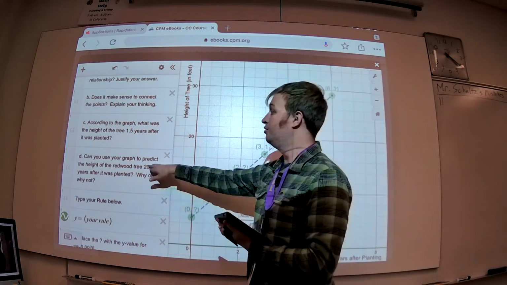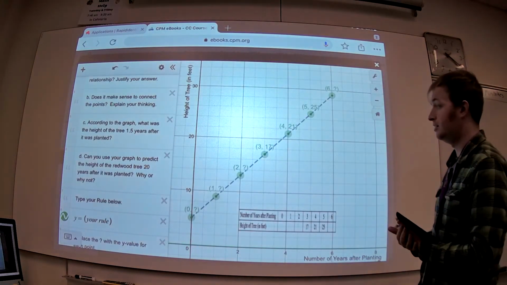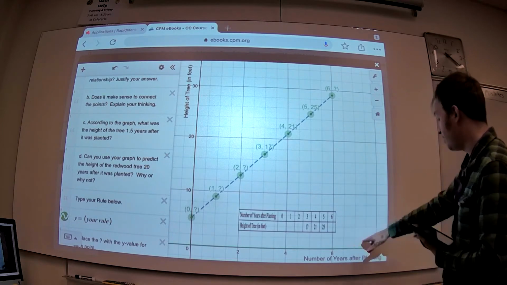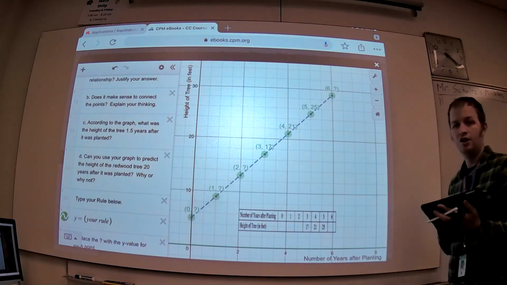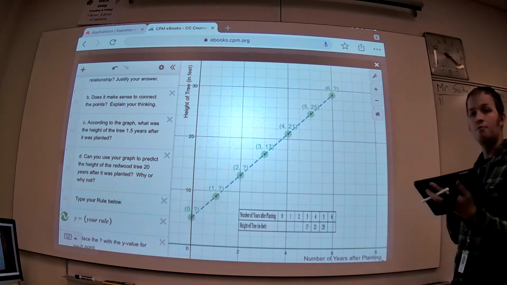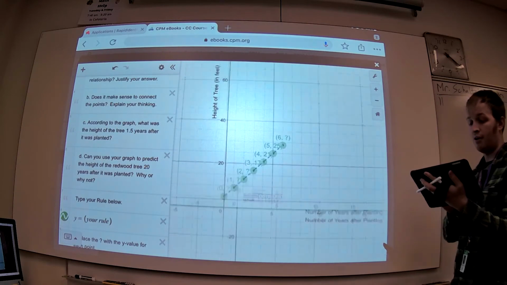Now it says, can you use the graph to predict the height of the redwood tree 20 years after it was planted? So 20 years. Well, my graph only goes out to 8. And on our previous test, I know that a lot of you said, well, no, you can't because the graph stops. But look at graphs. I can just pinch zoom and look at that. It goes way out now.